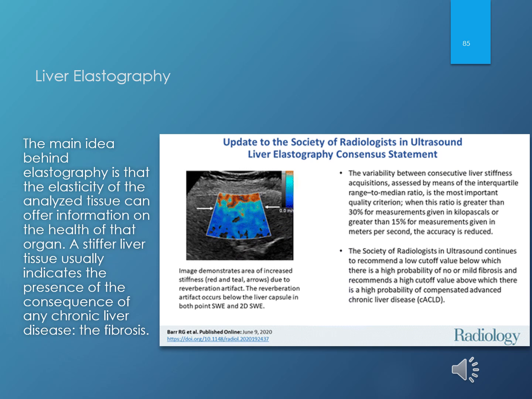Our ultrasound machines can perform liver elastography as long as that package has been bought. The main idea behind elastography is that the elasticity of the analyzed tissue can offer information on the health of that organ. So a stiffer liver tissue usually indicates the presence of the consequence of any chronic liver disease, the fibrosis. Okay, so elastography is for the liver, used to determine how fibrotic it's become.